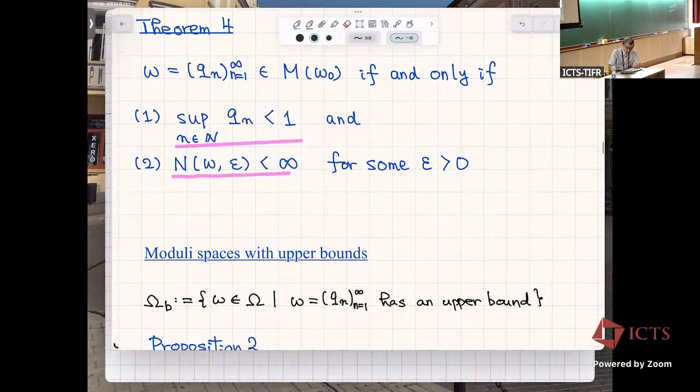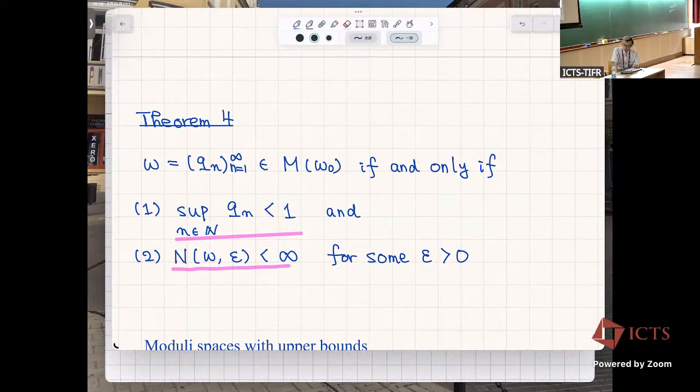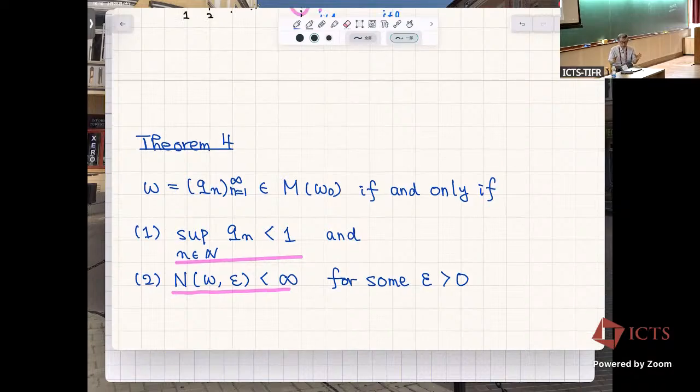Okay, so from this result, we completely determine the moduli space of the standard middle-third Cantor set. I mean, if you have some sequence, then we can decide whether it belongs to the moduli space of omega 0 or not.